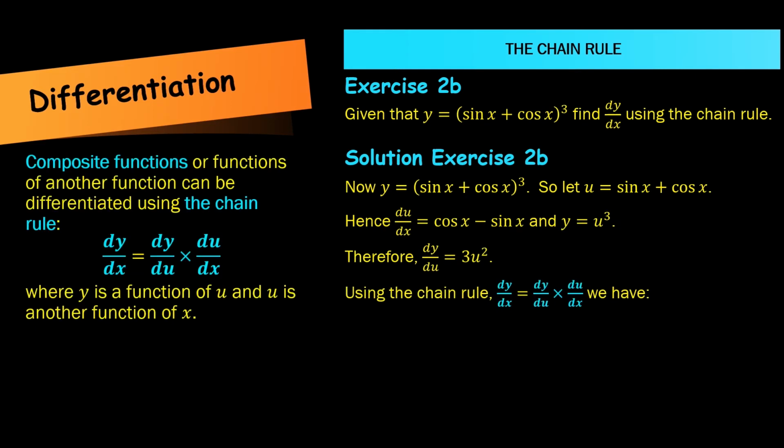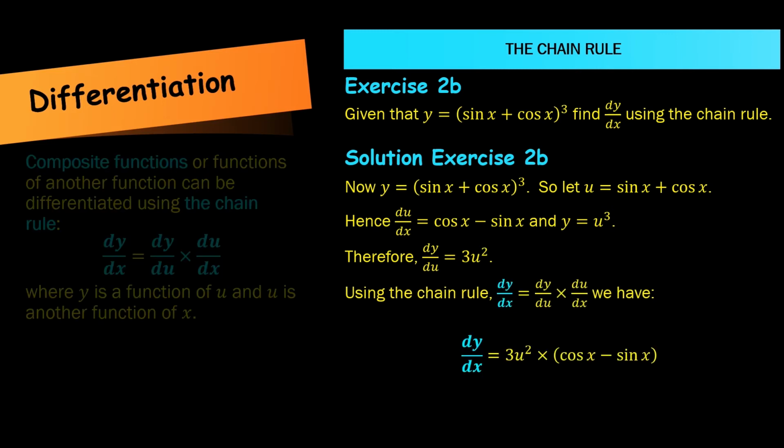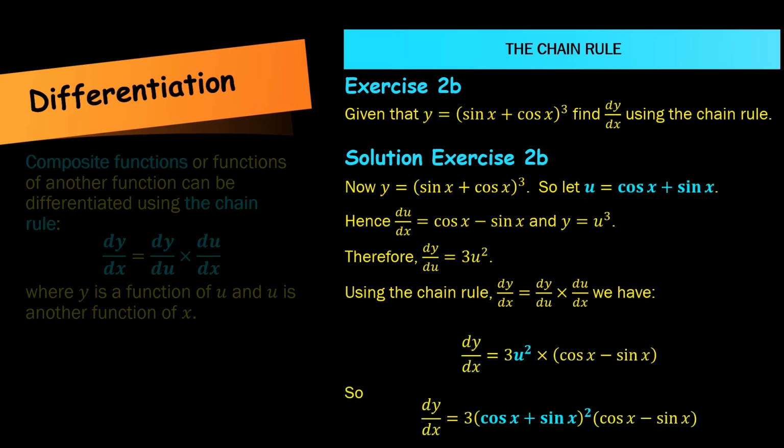And now we can plug in these expressions into the formula for the chain rule to give dy dx equals 3u squared times cos x minus sin x. However, notice that u was an expression which we introduced, so we must again replace this with cos x plus sin x as shown here, to give this expression for dy dx.